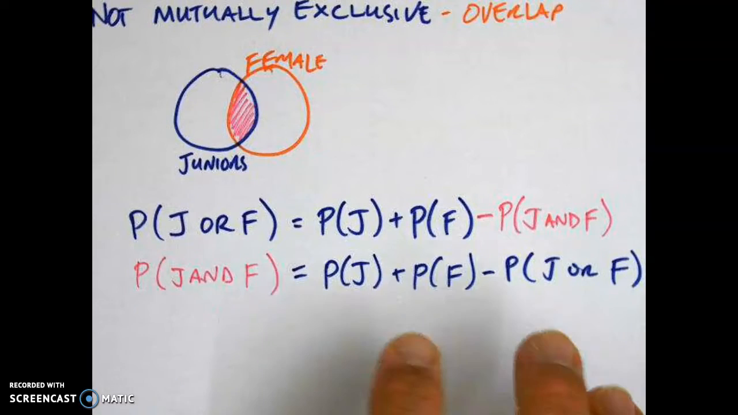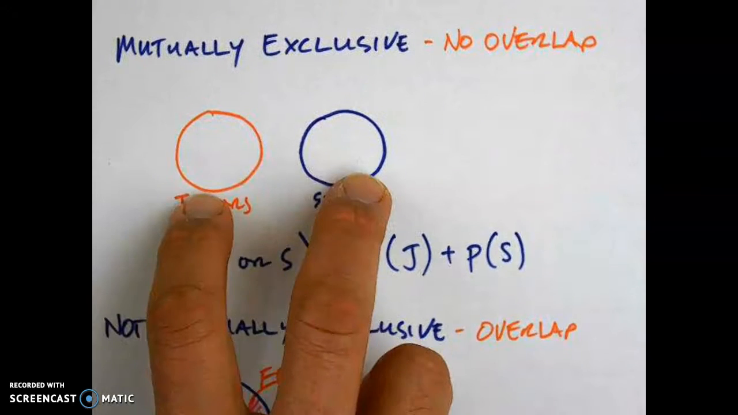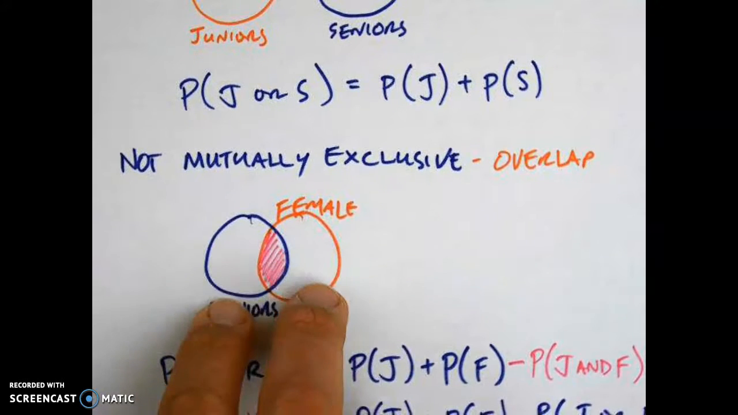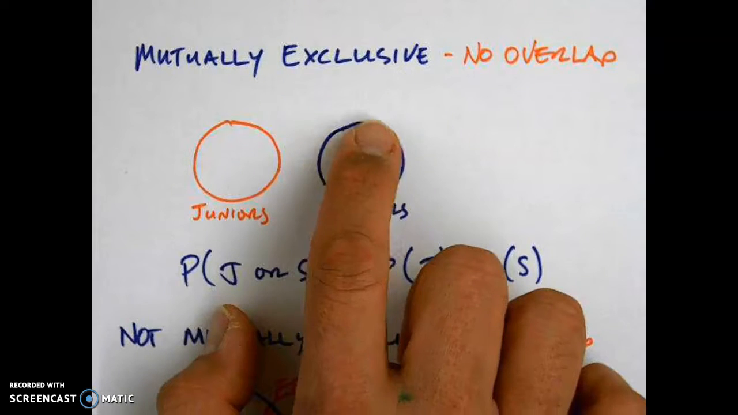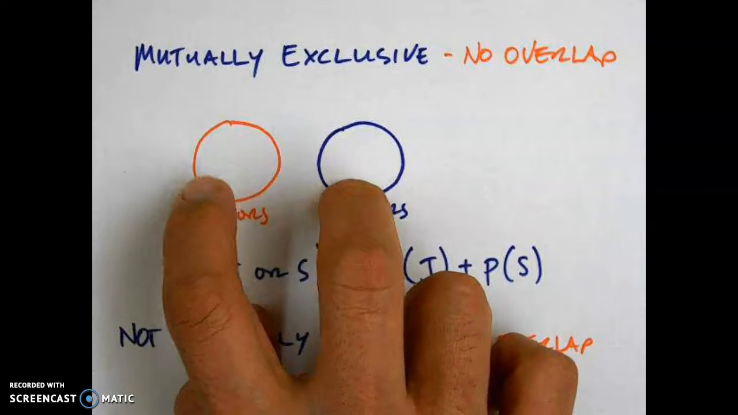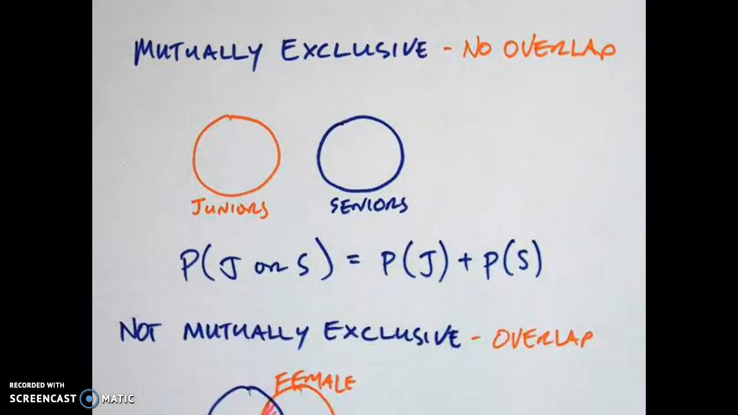Okay? So mutually exclusive means there is no overlap. Not mutually exclusive means there is overlap. Do you guys all know what the word exclusive means? Okay? You're excluding. These are excluded from each other. Okay? Any questions?